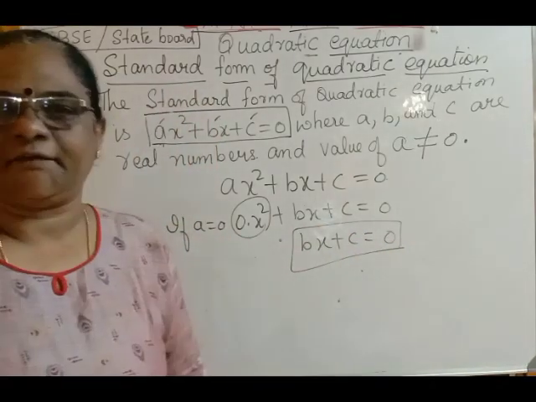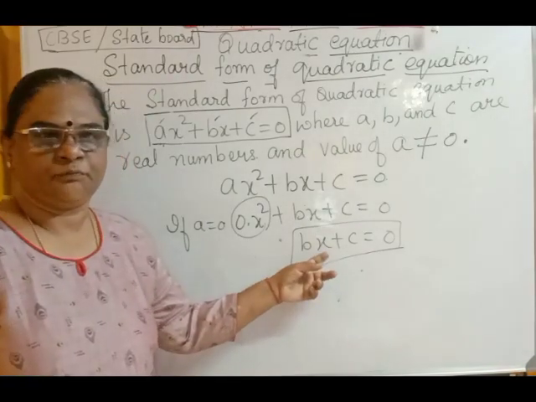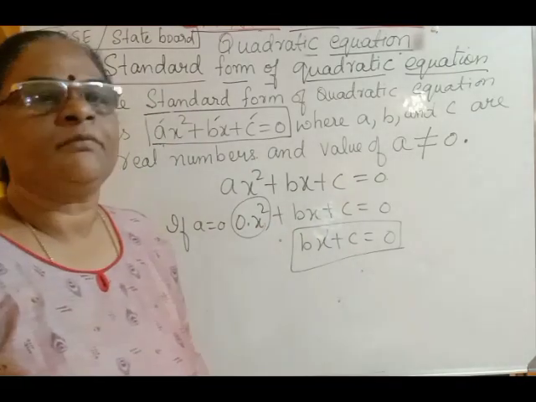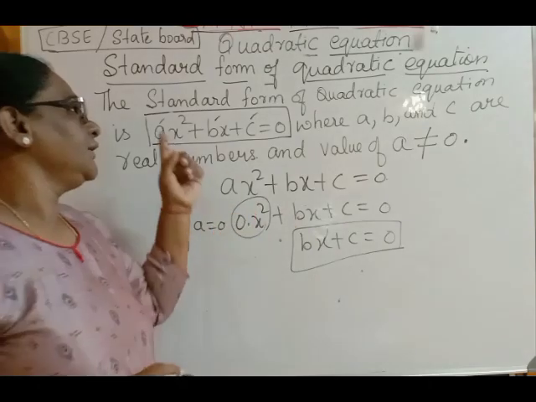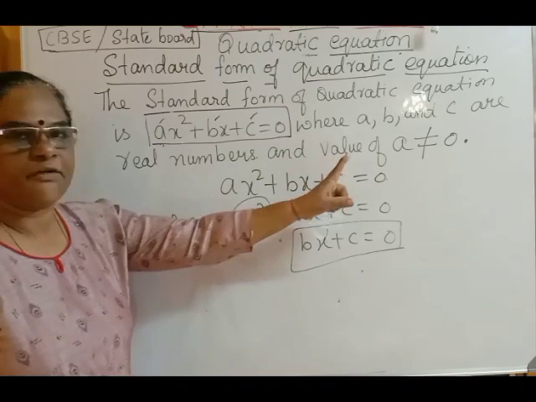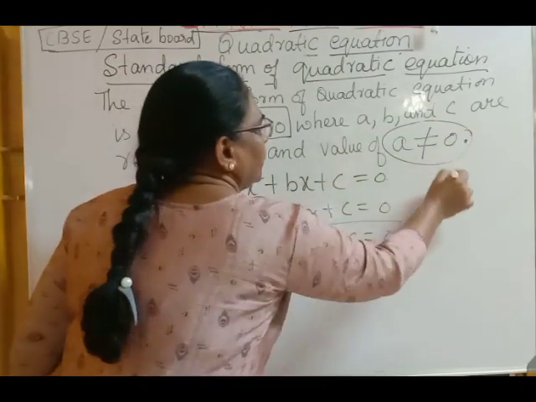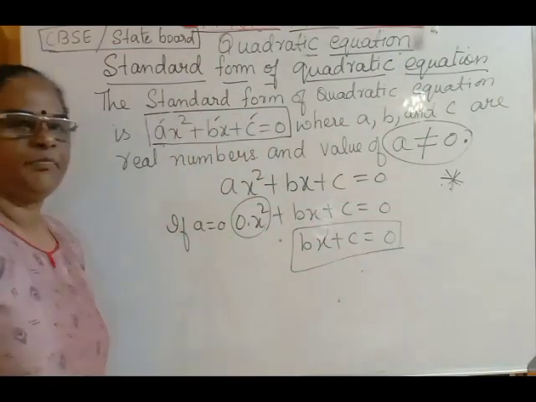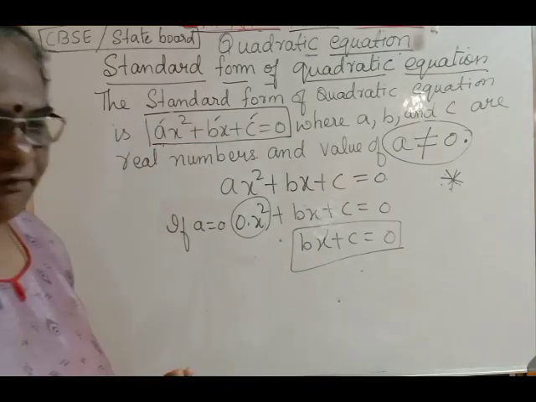This is not a quadratic equation because the highest power is not equal to 2. Here the highest power of x is 1. So it is not a quadratic equation. If it has to become a quadratic equation, see that the coefficient of x square, that is a, should not be equal to 0. This is very, very important. So this is the standard form of quadratic equation.